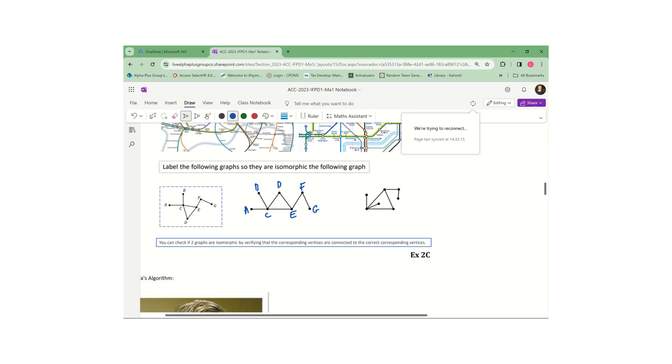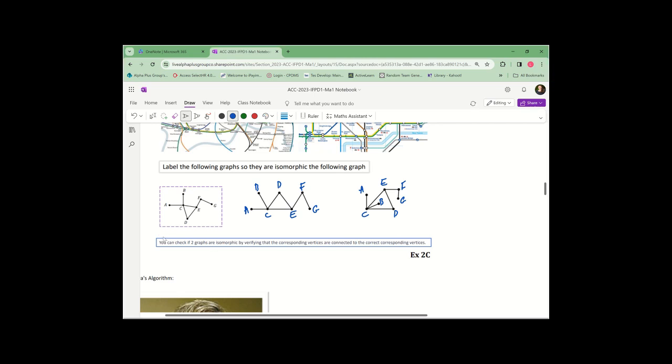And over here, this is also an isomorphic graph. So here we've got A and B joining at C, and we said E was the one with 3 arcs coming off of it. So E's up here, D's here, F's here, and G's here. And if you look at the paths between the vertices, they're all exactly the same. They've just been drawn at different angles and in different places, but it's the same graph. So you can check if 2 graphs are isomorphic by verifying that the corresponding vertices are connected to the correct corresponding vertices.